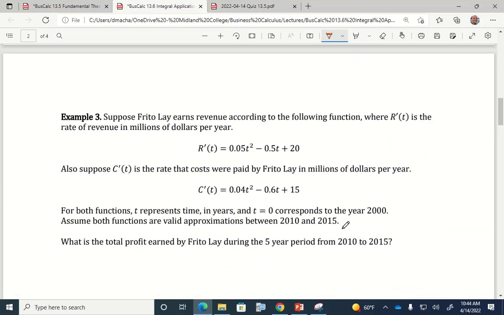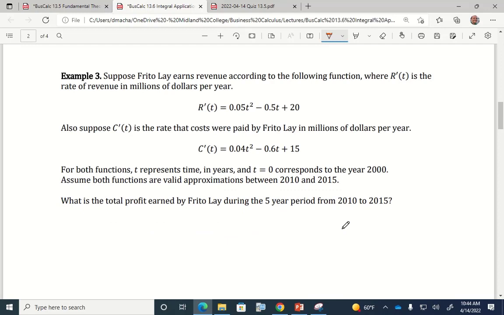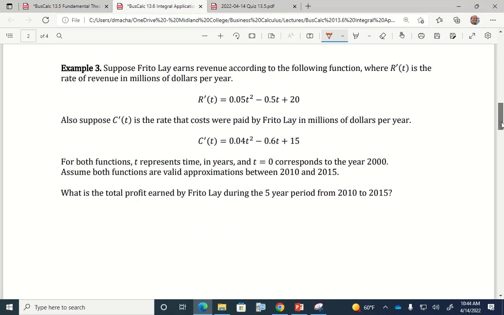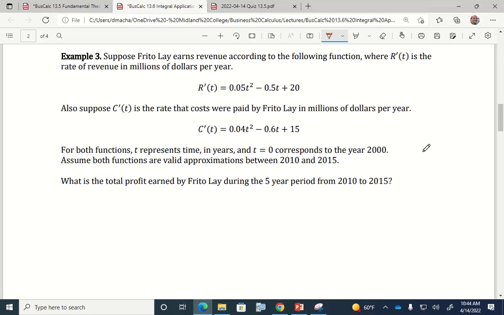All right, in the next 6 minutes, we're going to work example 3. Example 3 says, suppose Frito-Lay earns revenue according to the following function, where R prime is the rate of revenue in millions of dollars per year. So remember, a lot of times we interpret the derivative as a rate of change. If you're talking about total revenue, the rate of change of total revenue would be R prime, and that rate would be in millions of dollars per year.